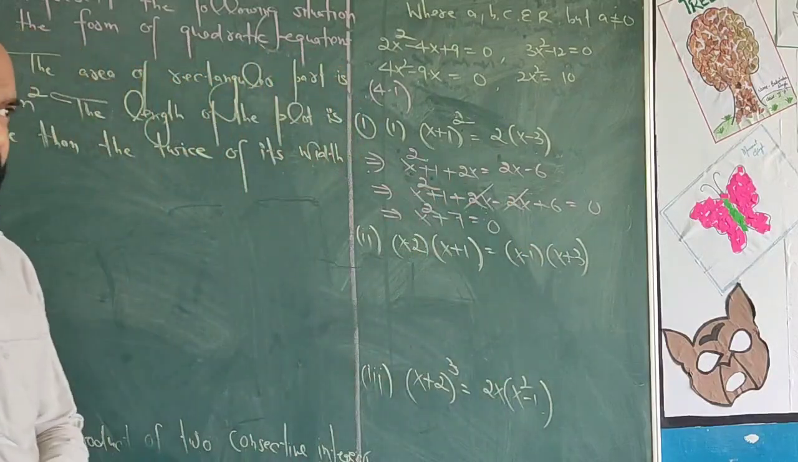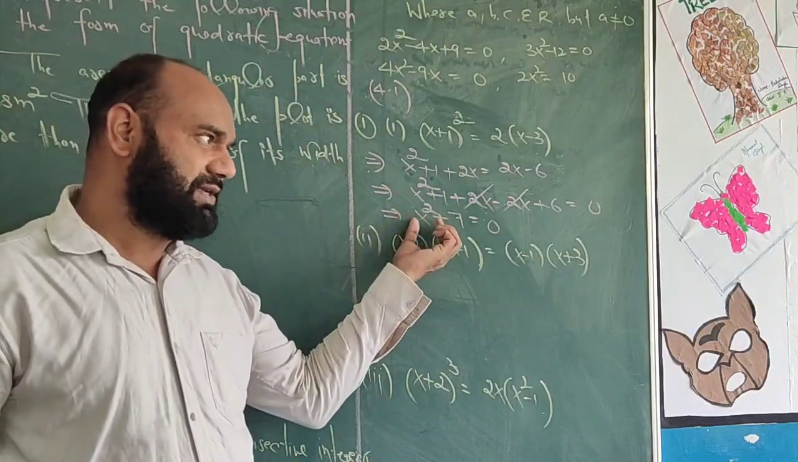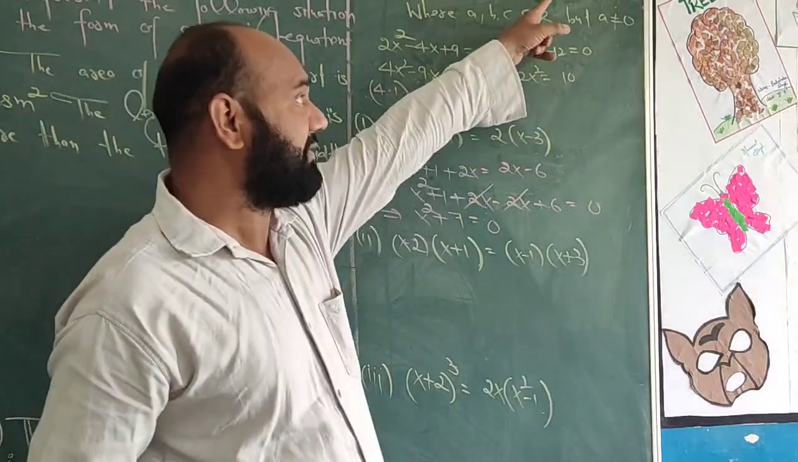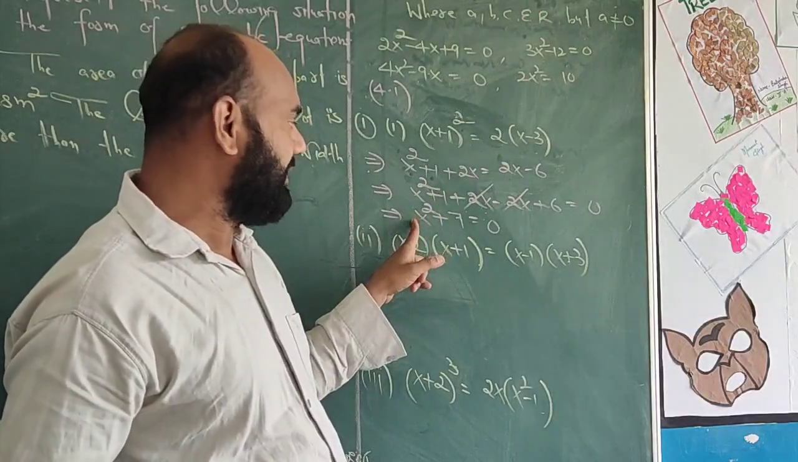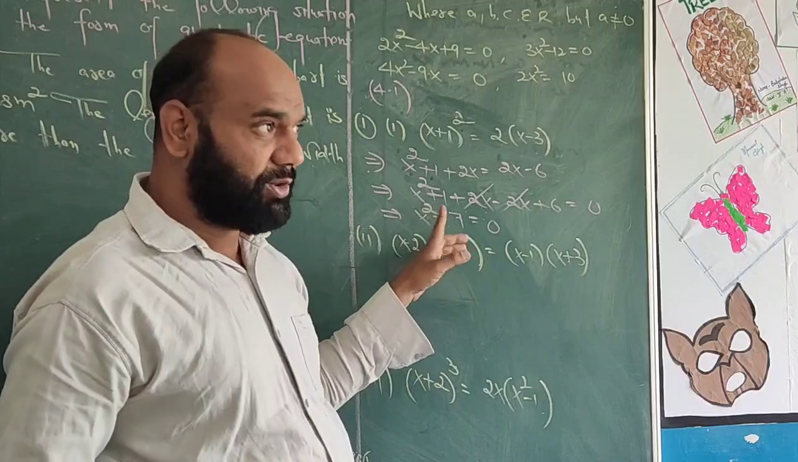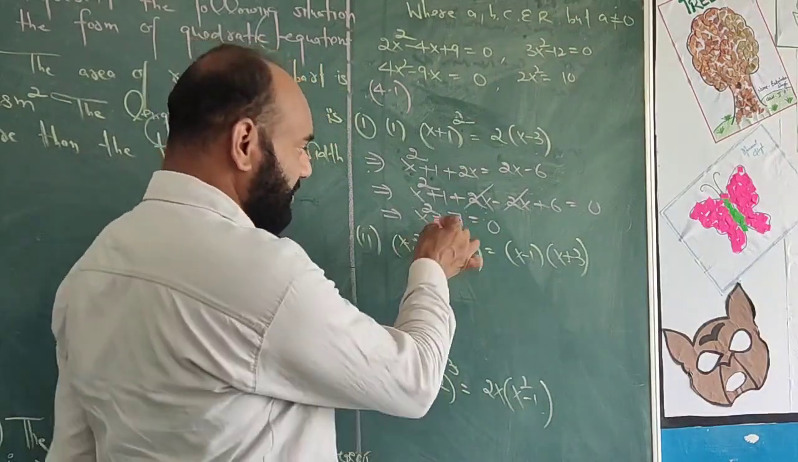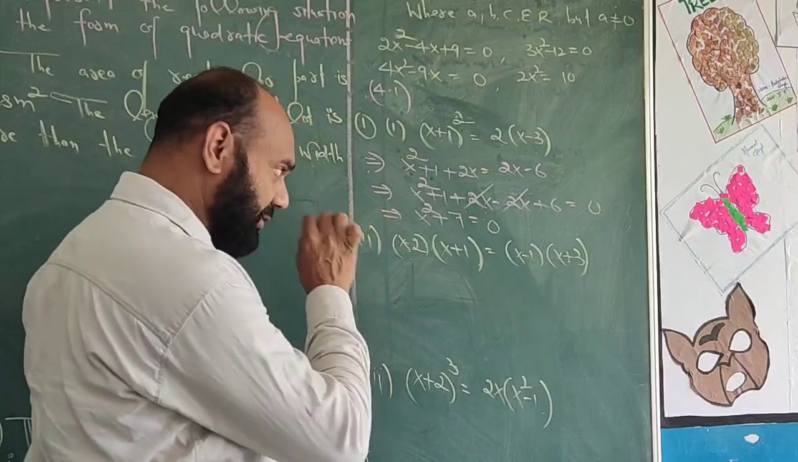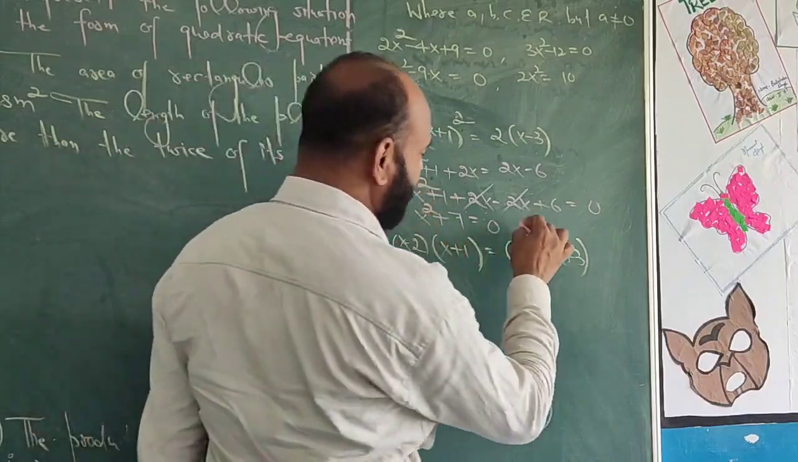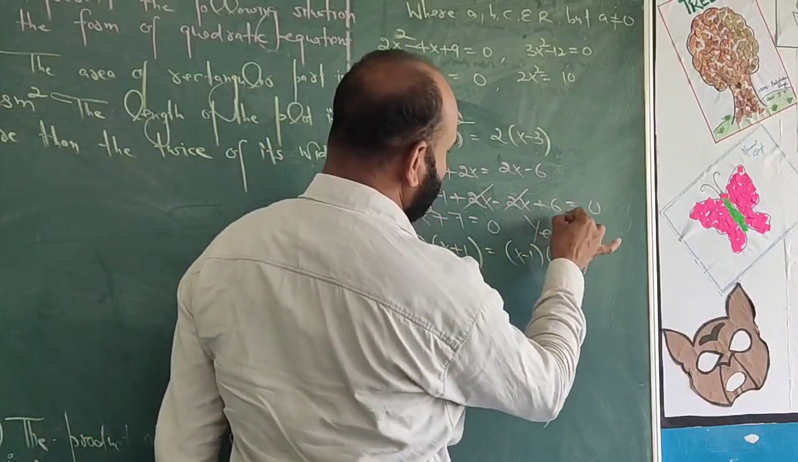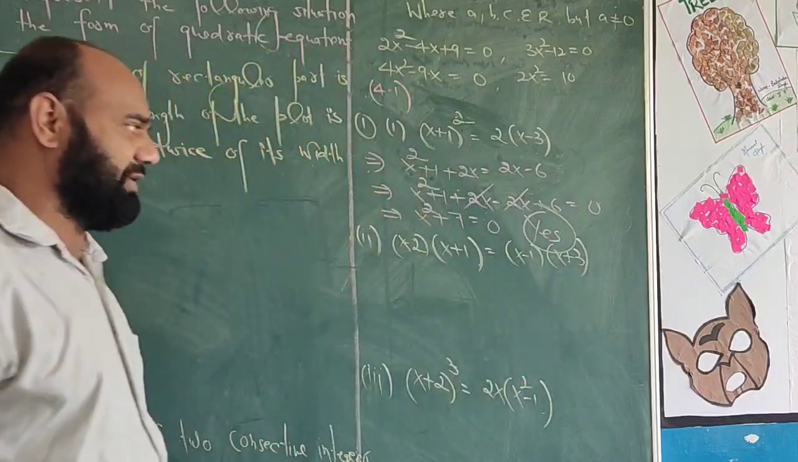And in this question, we see the highest power is 2 and it is of the standard form. Here a is equal to 1, b is equal to 0 because the term of x is missing, and c is equal to 7. So this is a quadratic equation, because here the highest power is 2. So we can say that yes, it is a quadratic equation.